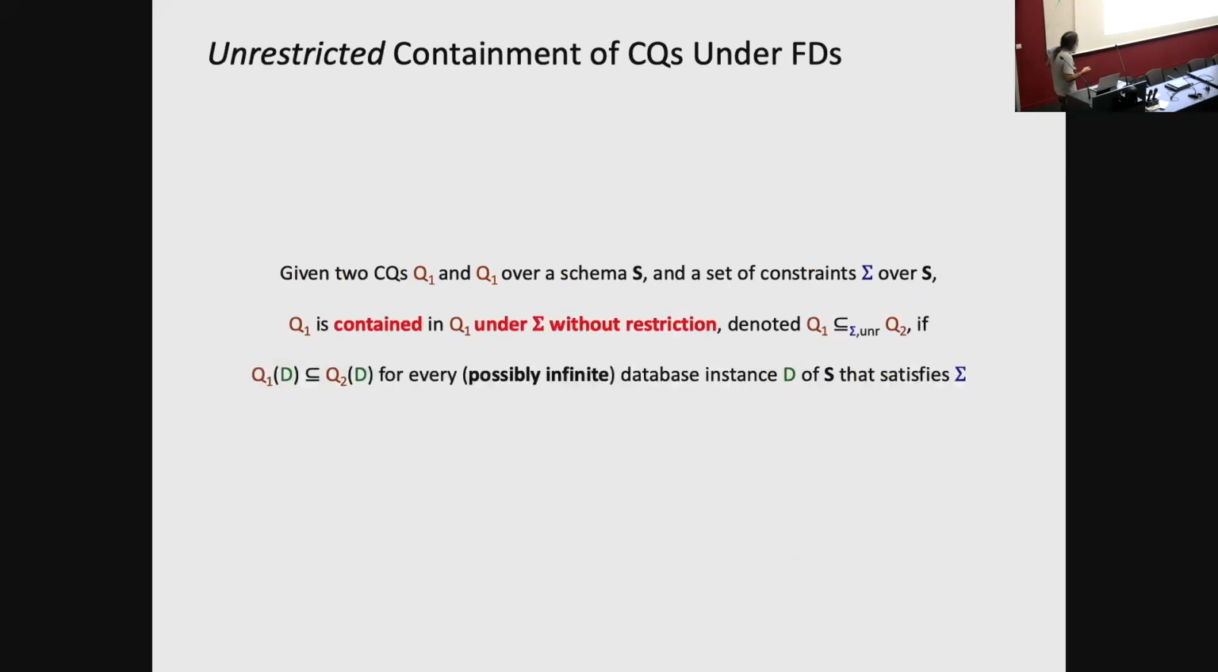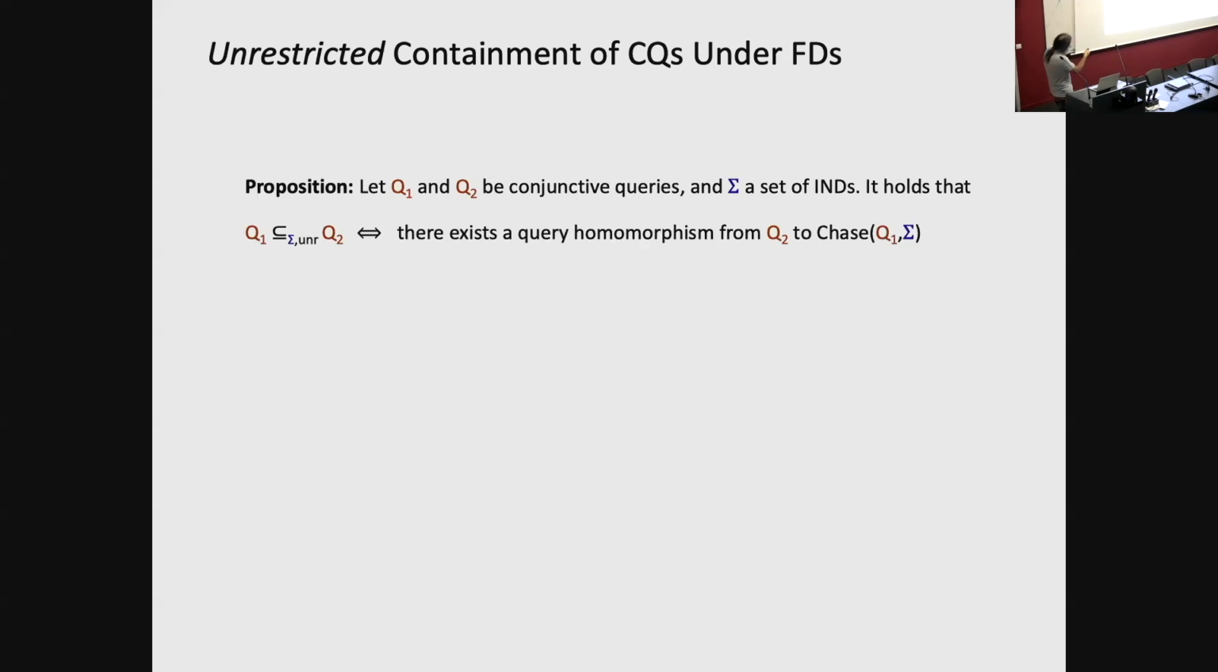What is this unrestricted version of containment? You can imagine what that is. It's containment where not only finite, but also infinite databases are taken into account. So Q1 is contained in Q2 under Sigma without any restriction, which I denote in this way, if this containment holds for every possibly infinite database, right? Not only finite databases. And now we can prove that. It's exactly the same result as for functional dependencies. The difference now is that we can only talk about the unrestricted version of containment. And the reason is that the chase may be infinite, and the only thing that we can prove is that.